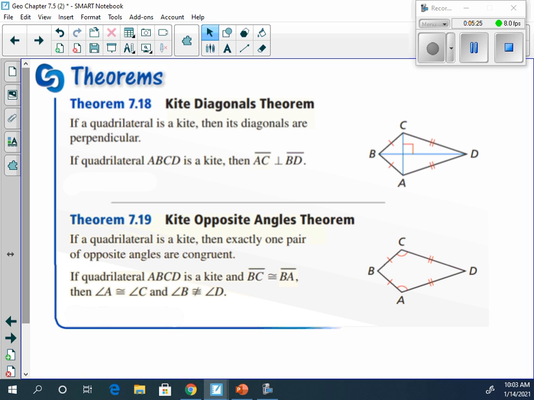The other two will not. The angles between the congruent sides are not congruent to each other. But the angles between the non-congruent sides are congruent. Any questions on any of this here so far?